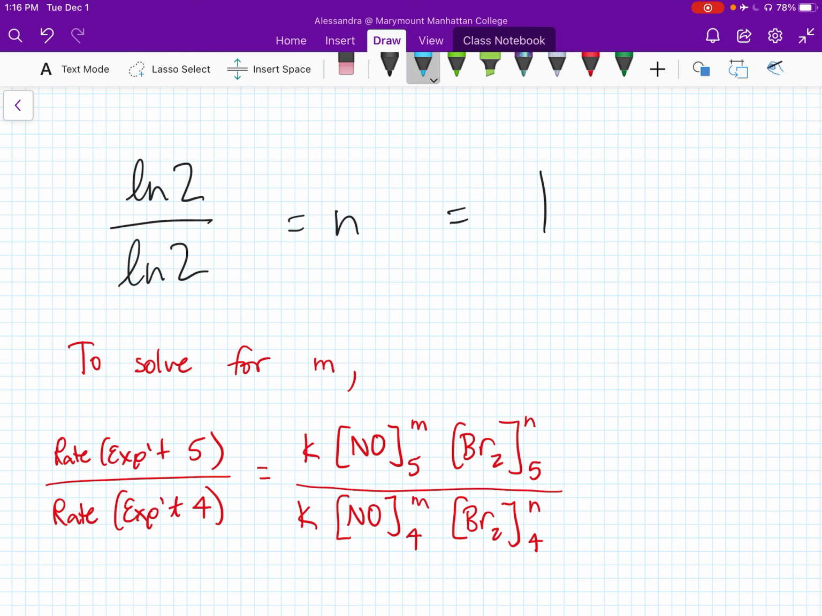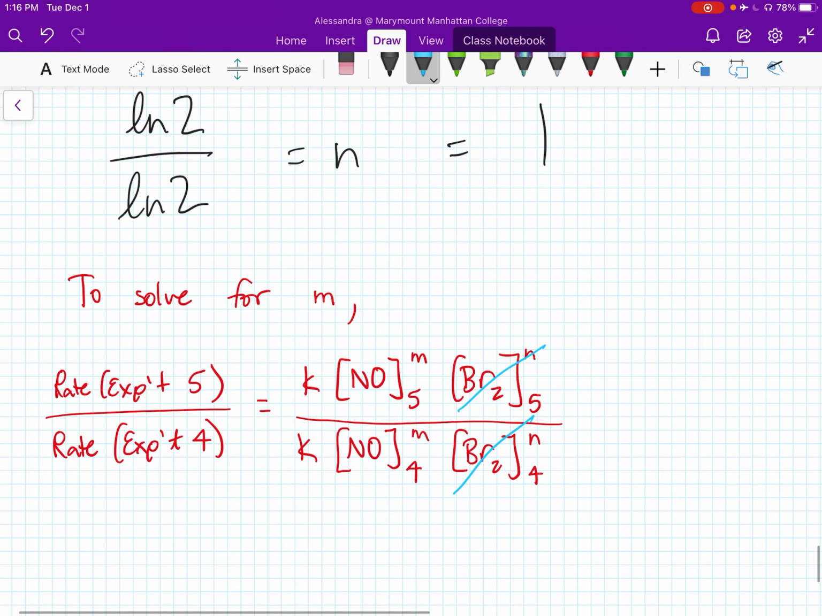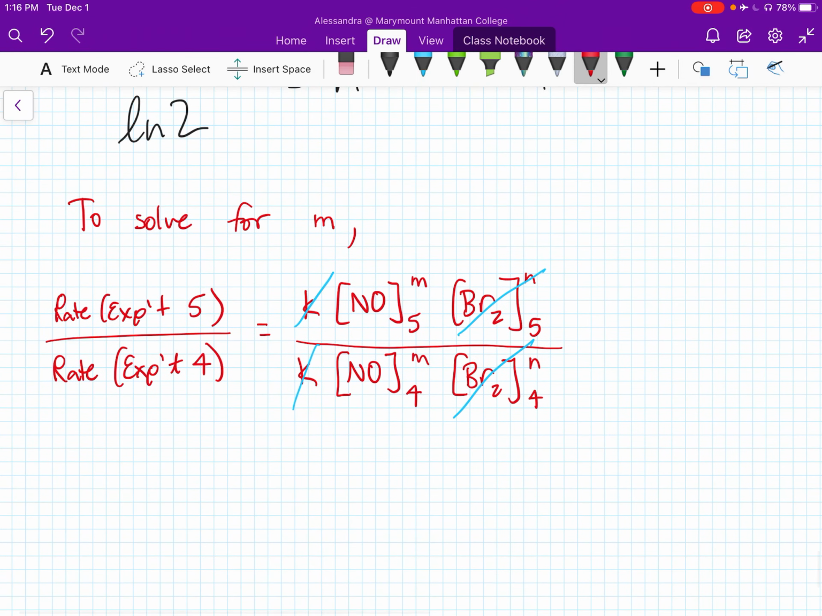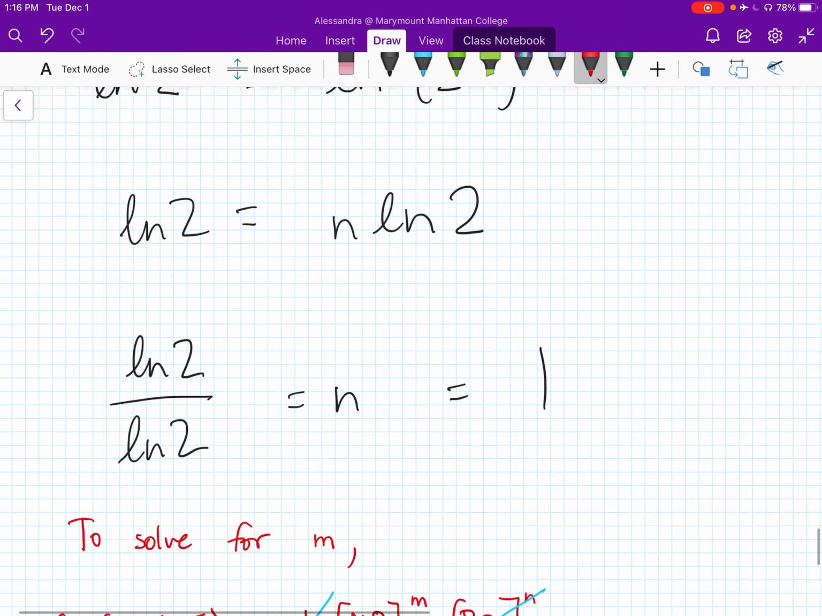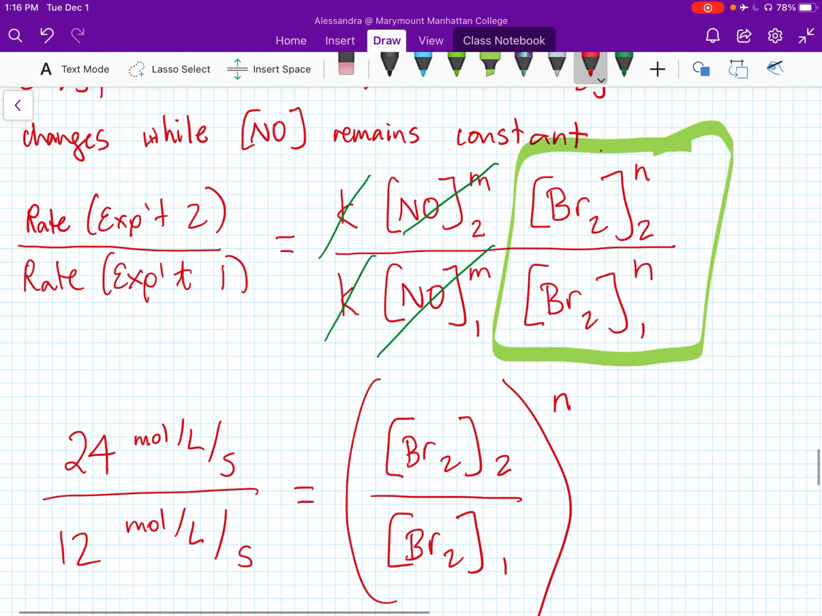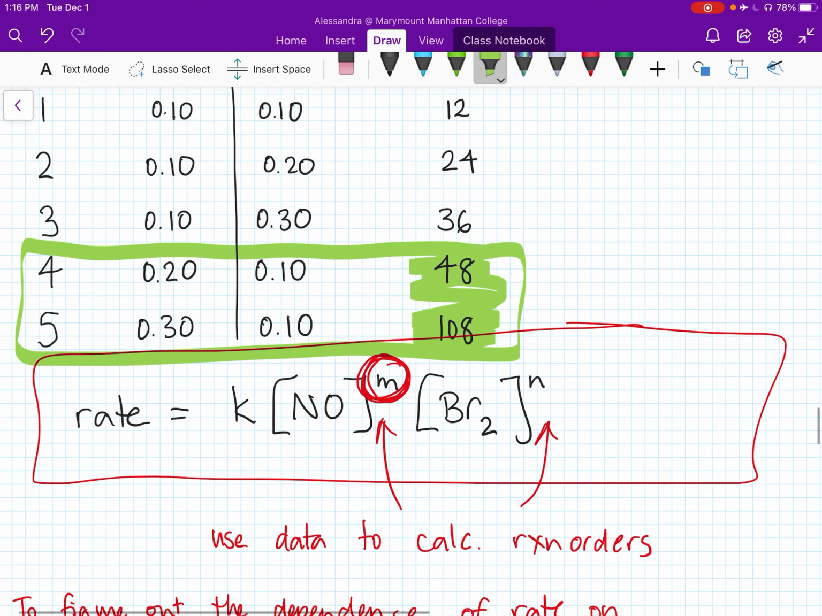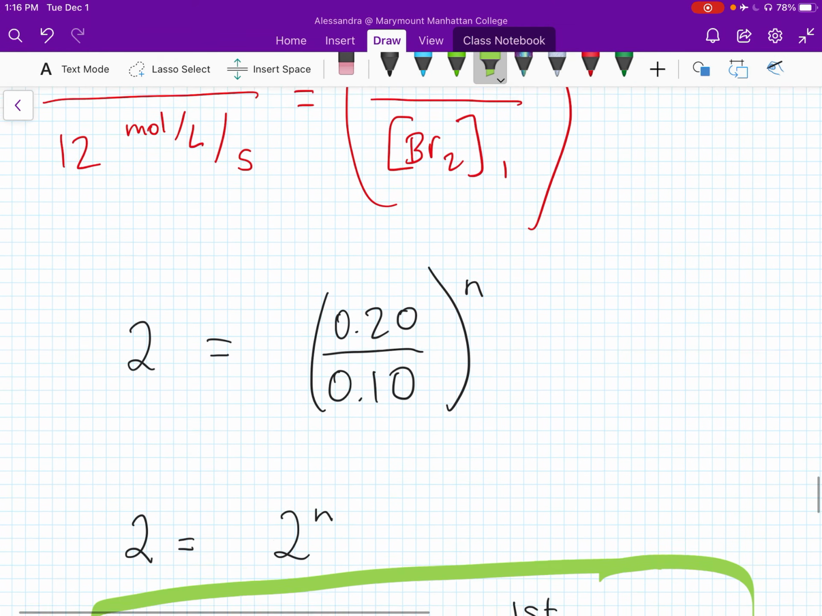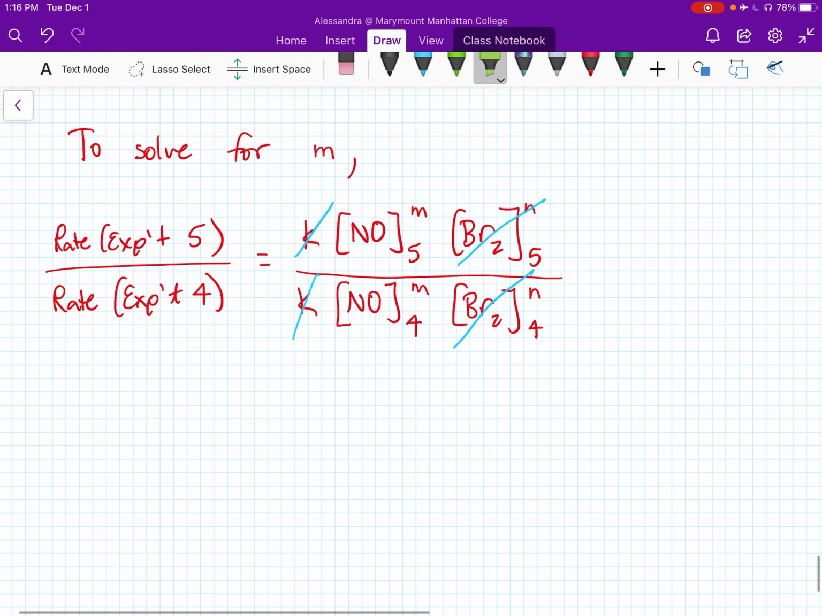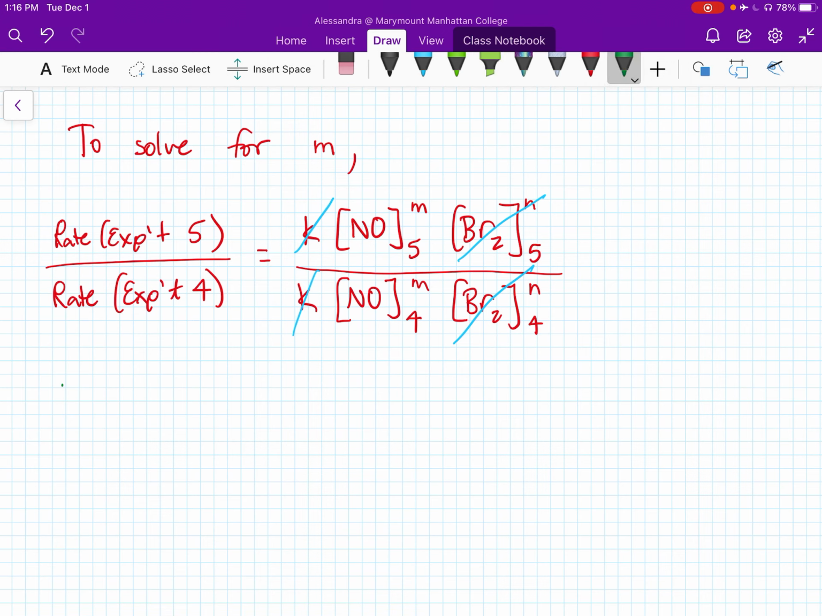Once again, here I purposely chose 2 experiments where I can cancel out the bromine concentrations because I'm holding them constant. And I can cancel out the rate constant because it is just that, a constant. So this simplifies to the rates for those experiments. Let me look them up in my data table. The rates for those experiments were 108 and 48 for 5 and 4 respectively, so I'm going to plug those in for the rates.